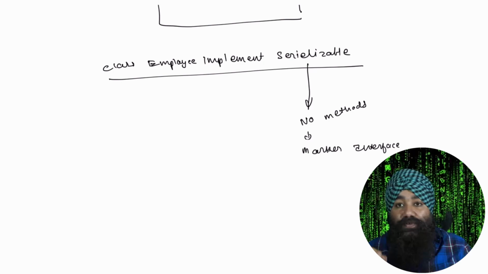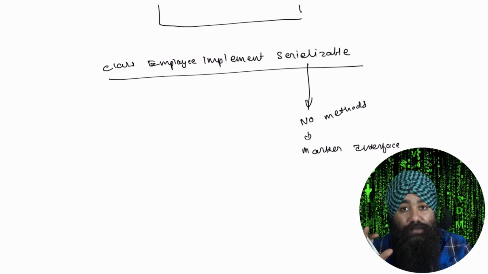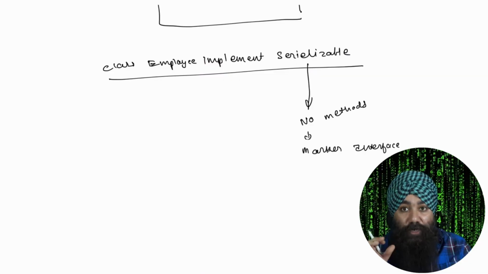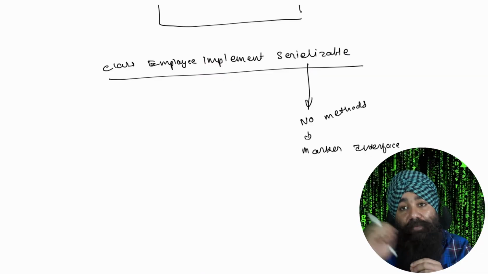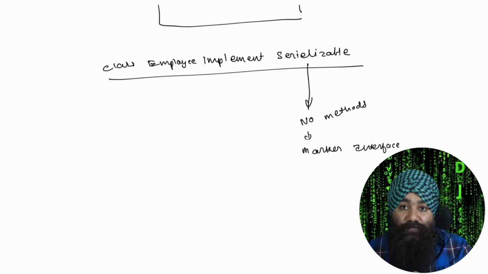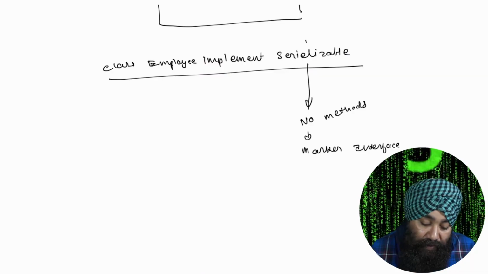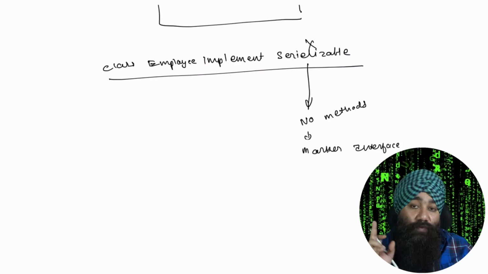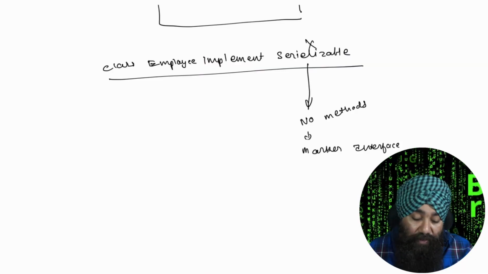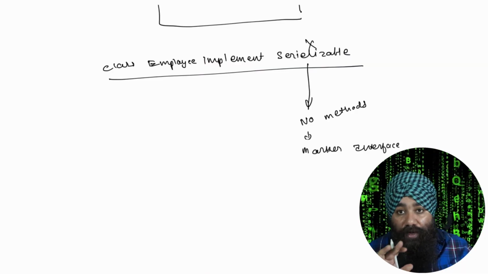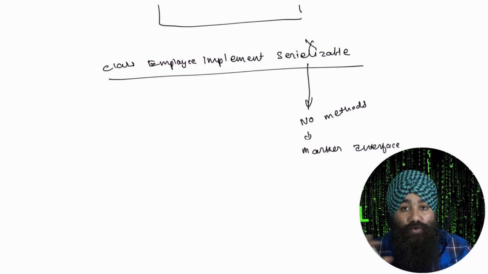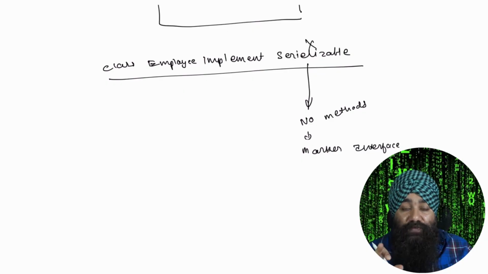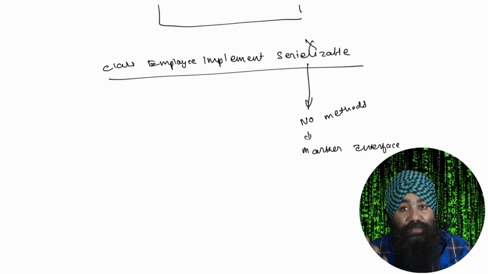What is a marker interface? A marker interface symbolizes to the Java JDK that this class is special. It is a special class. It can be saved to a file and it can be retrieved from a file. If you don't implement Serializable, then you cannot save it to a file and retrieve it from a file. If you want to do this, you have to implement this Serializable interface. It has no methods. It doesn't force you to override any method. But yes, when you implement this interface, then only you can serialize and deserialize.